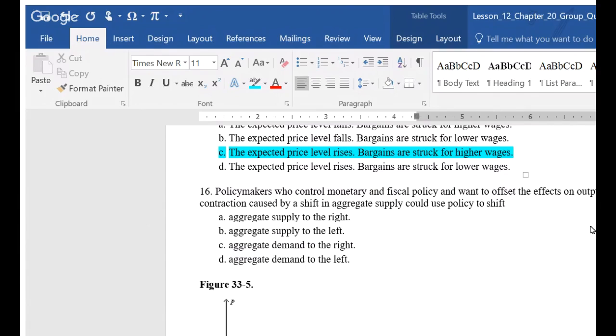Policymakers who want to control monetary and fiscal policy and want to offset the effects on output of economic contraction caused by a shift in aggregate supply could use policy to shift demand to the right. To the right? Because it sounds like to offset, right or left. But, right, yeah.